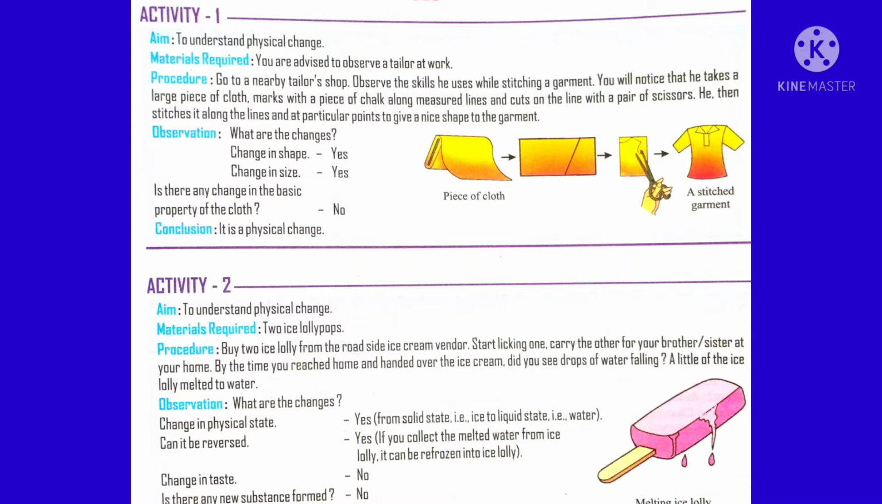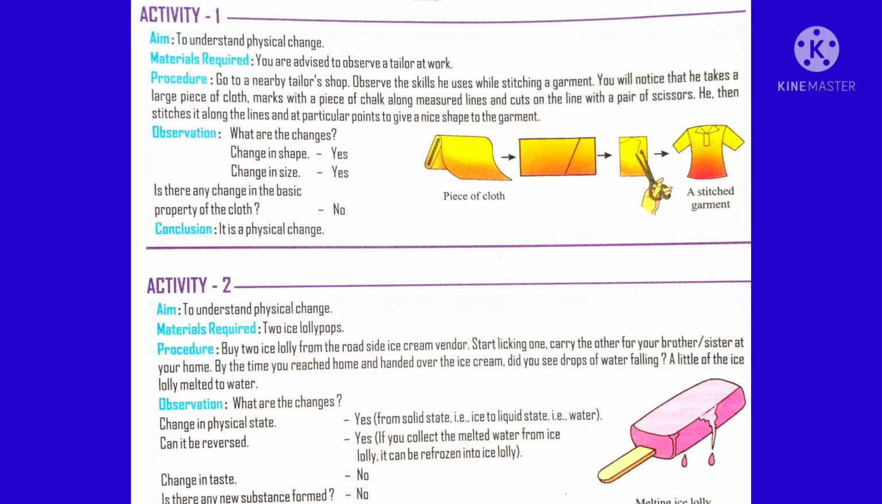So what do you understand? Physical change can change its shape, but we can regain it. It is a reversible process. The shape can be reversed. But the taste does not change. No new substance is formed. So finally we concluded that this is a kind of physical change.